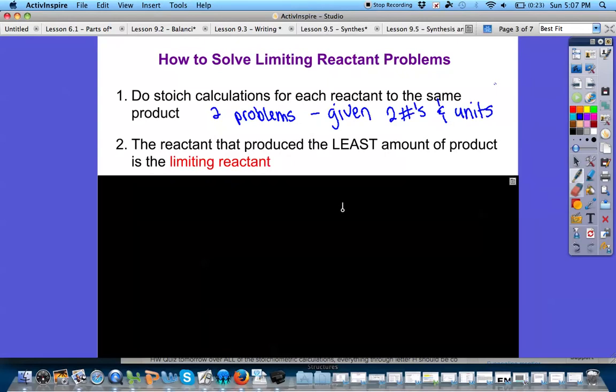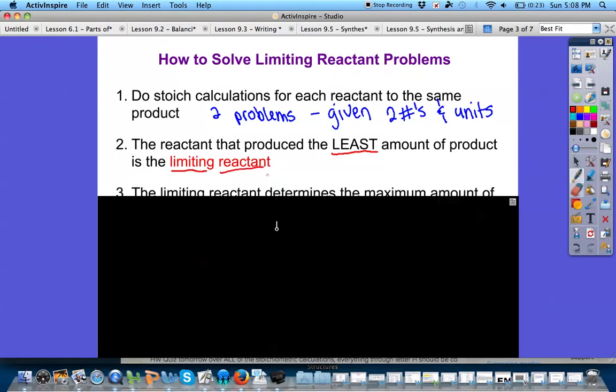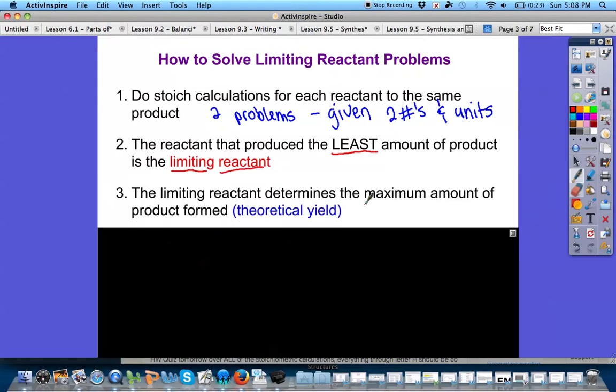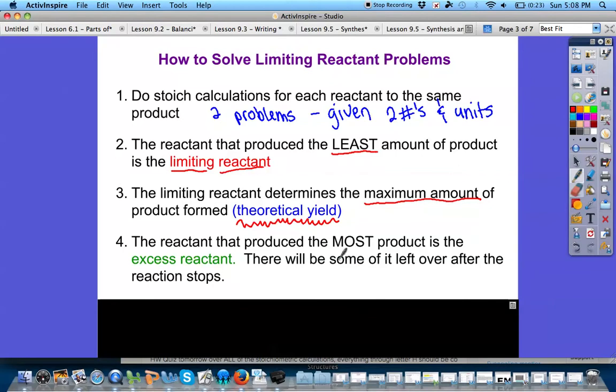And the second thing is that the reactant that produced the least amount of product is your limiting reactant. So after you've done your calculations, whichever one produces the least amount of product is the limiting reactant. The limiting reactant determines the maximum amount of product formed, and we're going to refer to this later on as our theoretical yield. And then the reactant that produced the most product after you do your stoichiometry calculations is going to be the excess reactant. There's going to be some of this left over after the reaction stops.